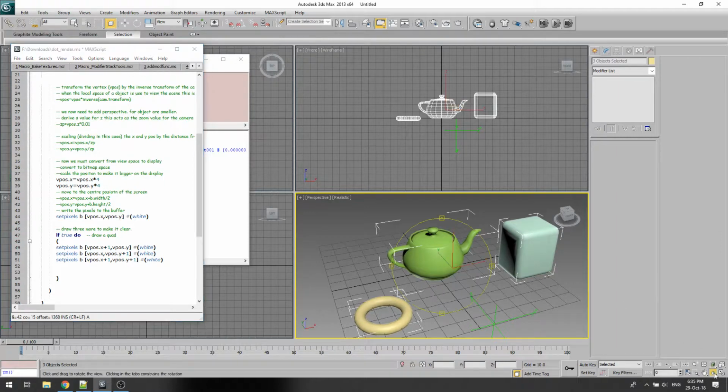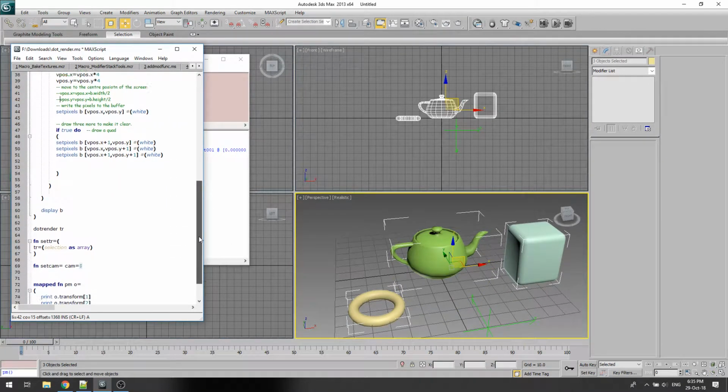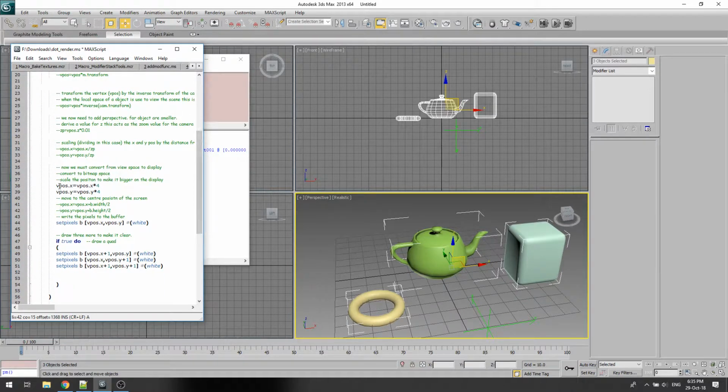So here you can see that we have a three-dimensional scene with a teapot and a cube and a torus. And I've got some code here that basically does a dot render. In other words, we're going to build ourselves a bitmap. Then we're going to go through every object in the list, and every vertex of every object in the list. We're going to get the vertex position, and then scale it up so that we can see it. And we are going to plot the pixels on a background. All this does is plot 4 pixels instead of just plotting 1, so it's a bit easier to see.